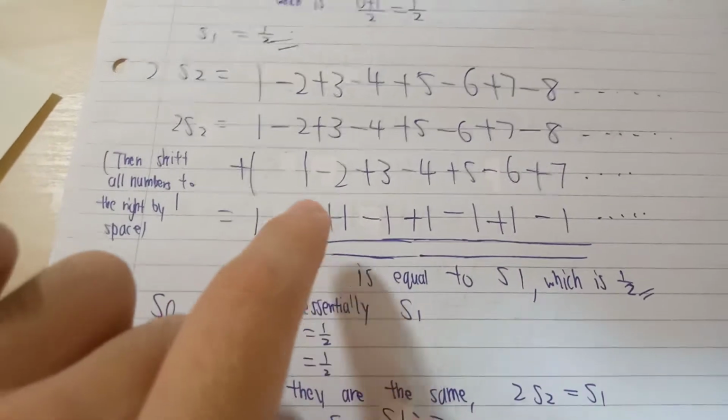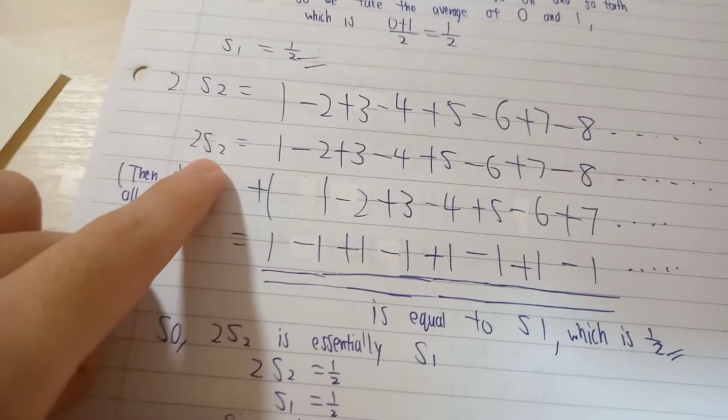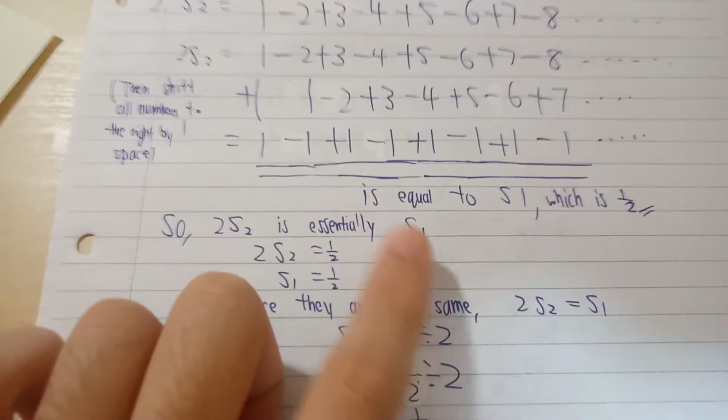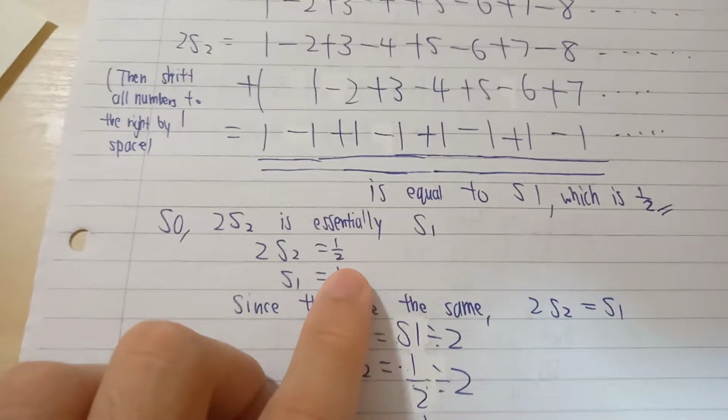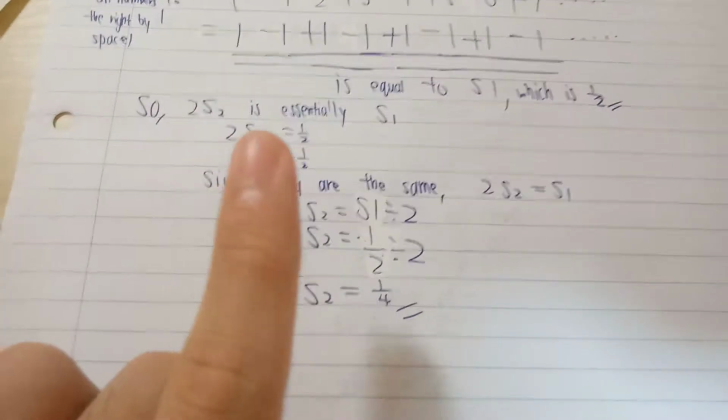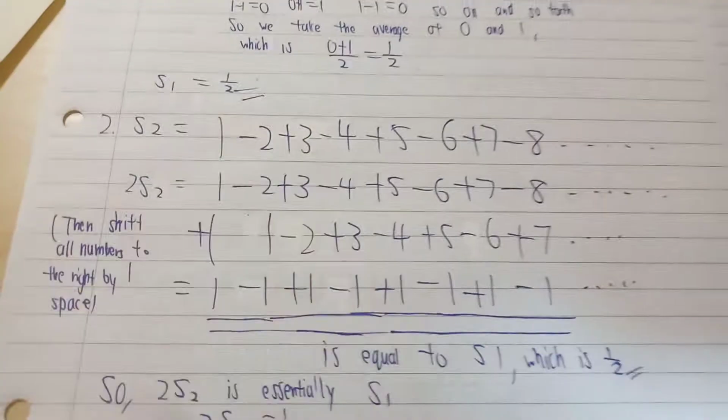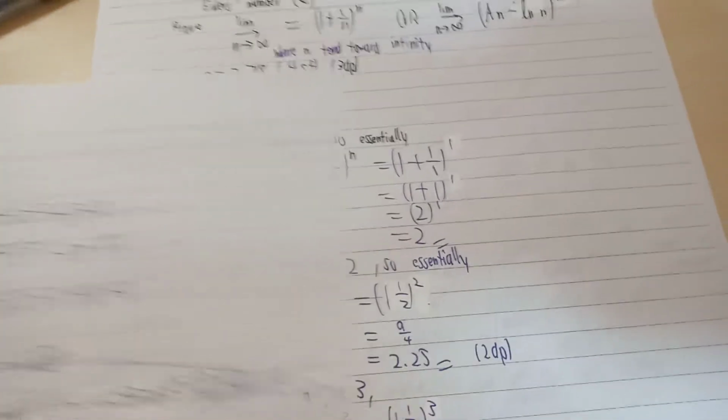If you realize, this is the same as S1, right? So 2S2 is equal to S1 essentially. Since S1 equals half, 2S2 equals half. Since they're the same, we do the division, and S2 will become a quarter. That means this will be 1/4.